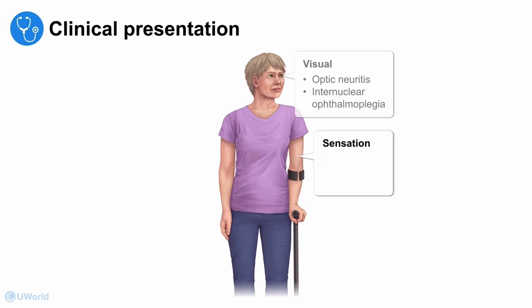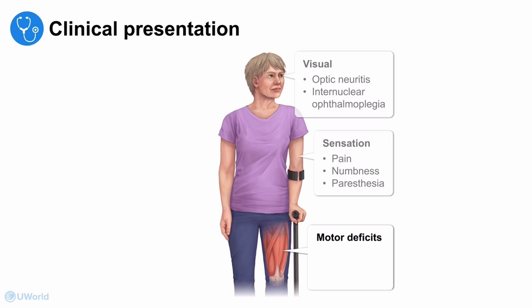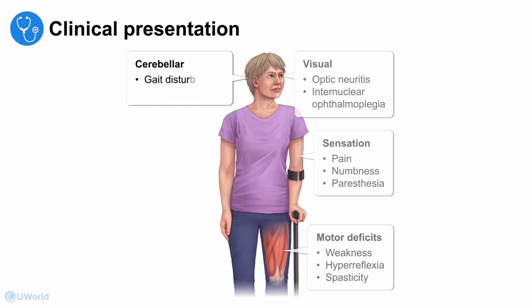Sensory abnormalities affecting the limbs and face are also common, occurring in almost all patients at some point during the disease. Motor findings occur somewhat less frequently and include upper motor neuron weakness and spasticity due to involvement of the descending motor tracts. Gait disturbance and balance problems can also occur due to disruption of cerebellar pathways.